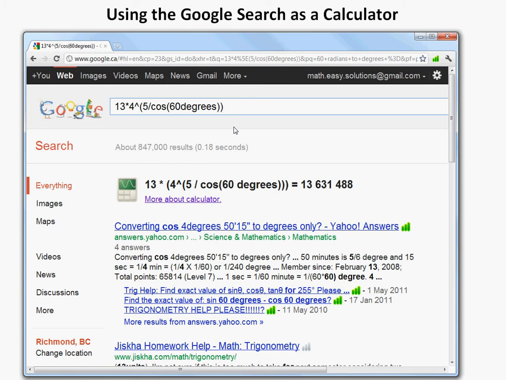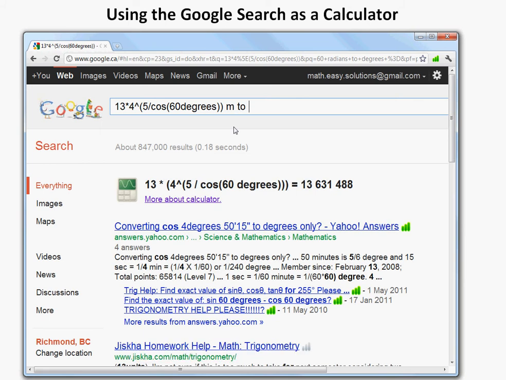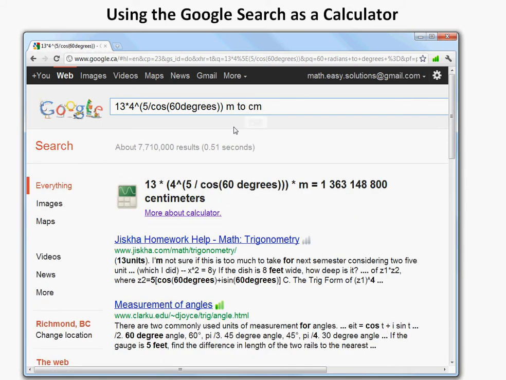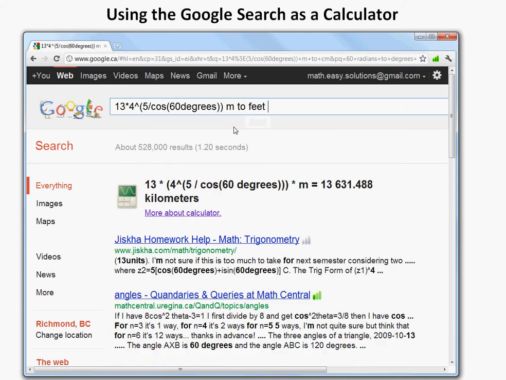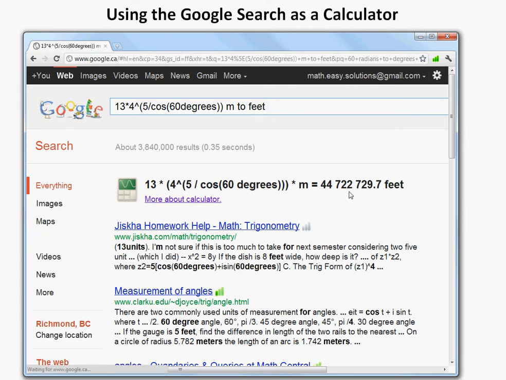You could also add random units. Let's go meters to centimeters. So I just solved it to centimeters, or to feet. I just added that as a unit to say that was a length. It just randomly solved it. This is unbelievable. You can actually combine units. I don't need to just go to that.